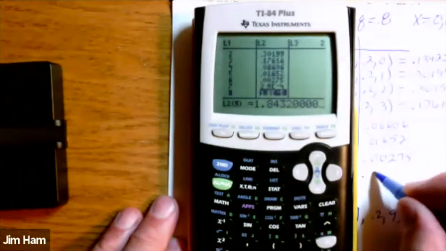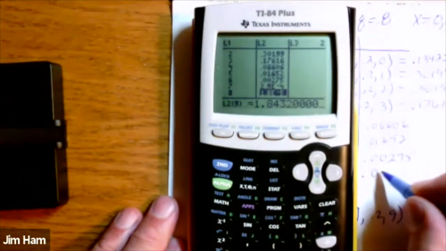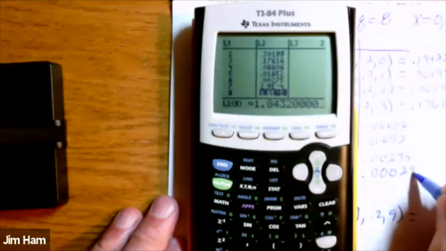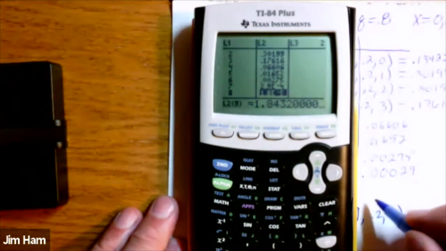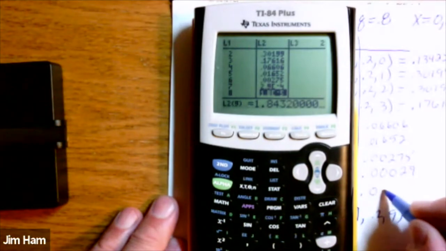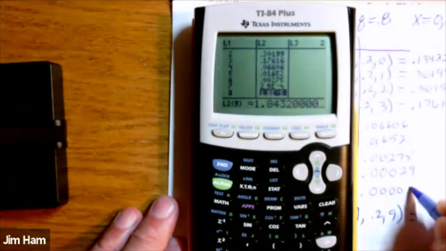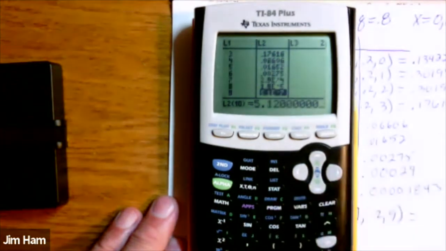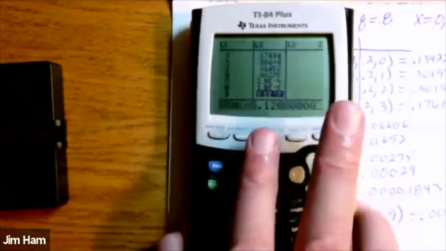Okay, so 7 is 1, 2, 3, okay, and 8 is E negative 5, 1.843, and 9 is even smaller than that. 0.1, 2, 3, 4, 5, 6, 5, 1, 2, something like that. It's a very, very small number.